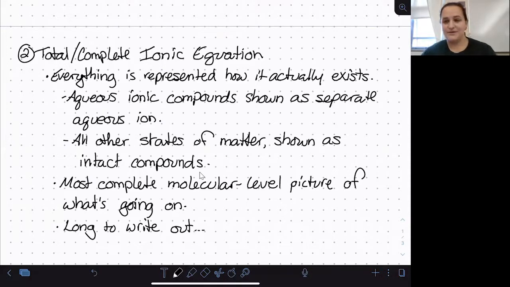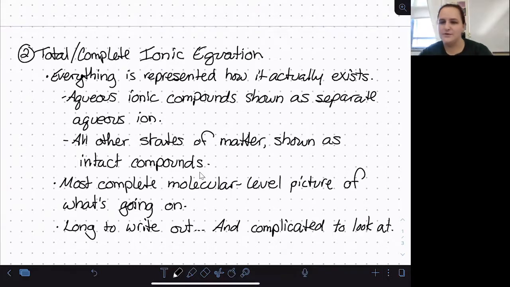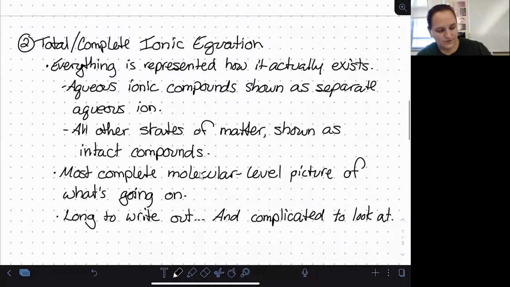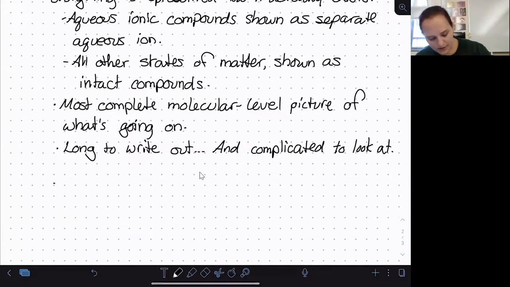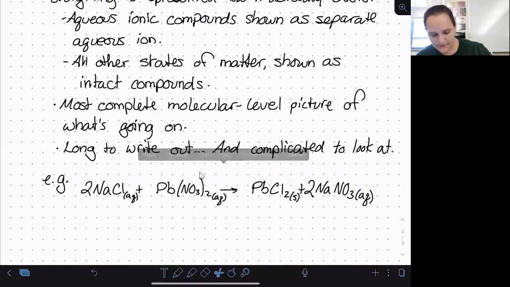So they're kind of long to write out and complicated to look at. So in these equations, it can be easy to kind of overlook the useful information because there's just so much information. So coming back to our same example, starting off of our molecular equation. So this is the molecular equation we wrote up above.